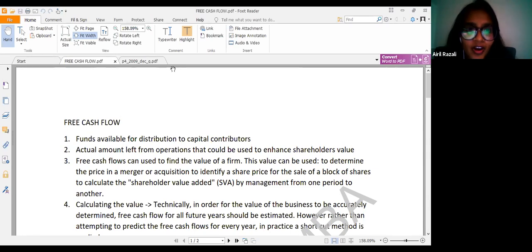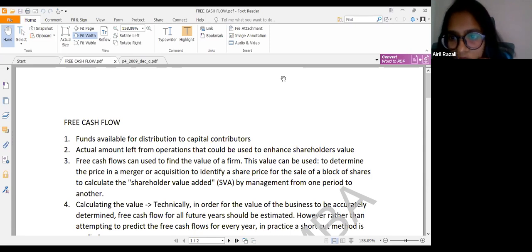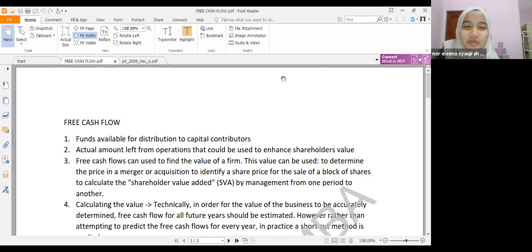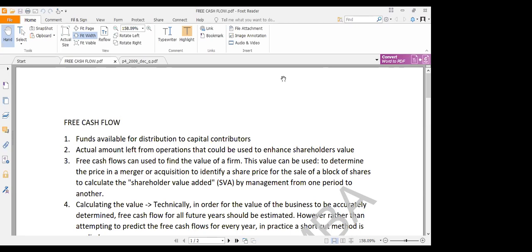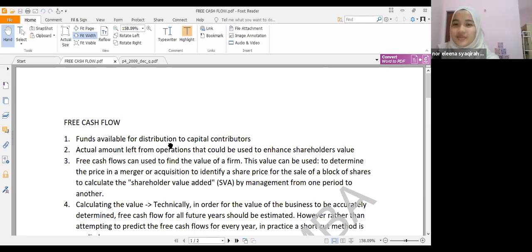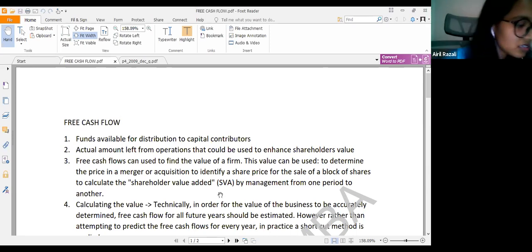Now, before I start teaching, this is something that I really like to do. Can you tell me, from your understanding, those who have already done AFM before, what is your understanding of free cash flow? What do you understand about the topic free cash flow or calculating free cash flow? Anyone? You can share with me. Miss, what I understand about free cash flow is cash available for our investors. Okay, the cash flow that is available for the investors of the company. That is a very accurate answer.